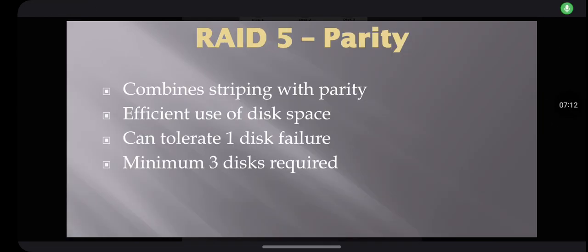And next, RAID 5. RAID 5 fixes the bottleneck by distributing the parity across all disks. It balances speed, efficiency, and fault tolerance. RAID 5 is the most commonly used RAID today. It requires a minimum of 3 disks.